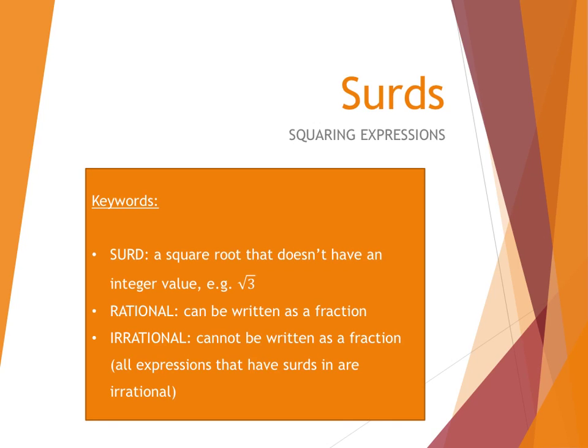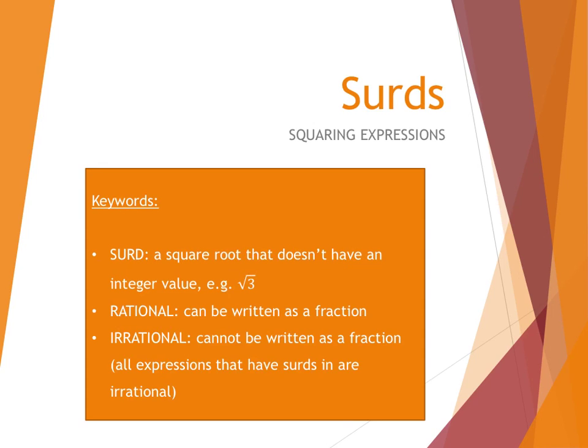Here we're going to do a quick recap on surds, specifically squaring expressions that have them in. So the few keywords we need to know to start off with. Quick reminder of what a surd is. It's a square root that doesn't have an integer value. For example, the square root of 25 isn't really a surd because we know that the square root of 25 is 5. However, the square root of 3 we don't have an answer for, so we call it a surd.